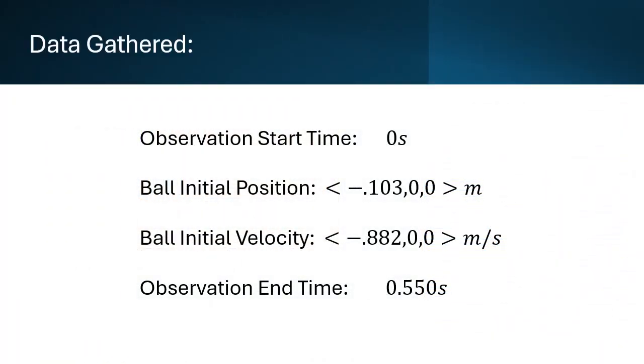With the data provided on the bottom right hand corner of the screenshot that we just saw, we notice that the observation start time was at 0 seconds, the observation end time was at 0.55 seconds, and that the ball's initial position and initial velocity only play a part in the x component, with the ball's initial position being at negative 0.103 meters and the ball's initial velocity being at negative 0.882 meters per second.